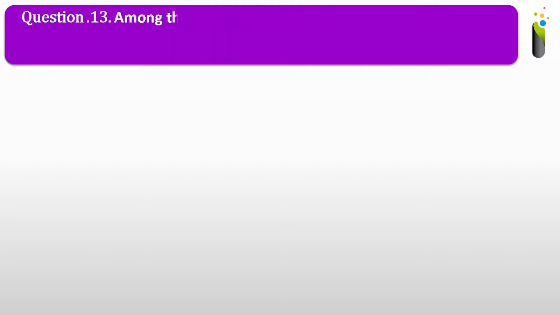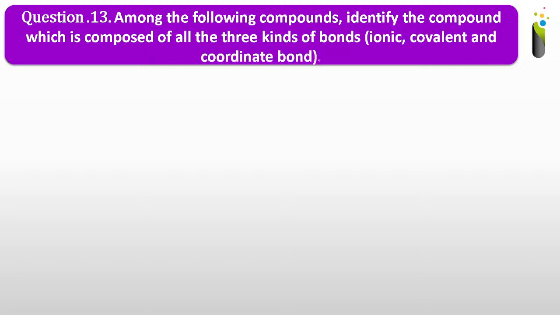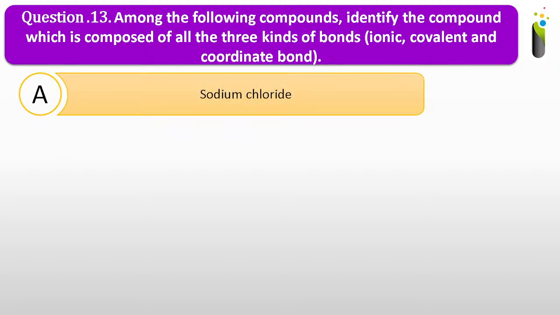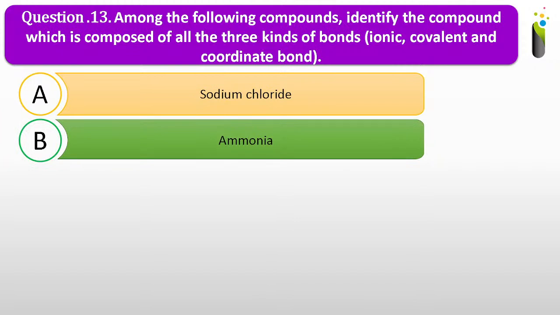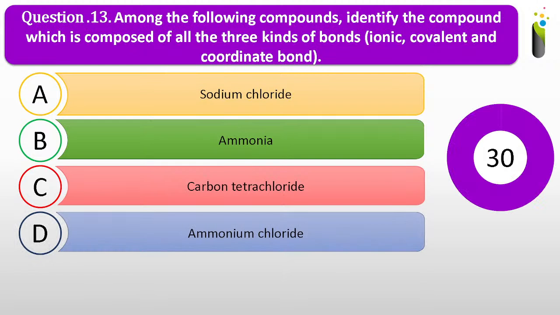Coming to question number 13. Among the following compounds, identify the compound which is composed of all the three kinds of bonds, that is ionic, covalent and coordinate bond. A. Sodium chloride. B. Ammonia. C. Carbon tetrachloride. D. Ammonium chloride.